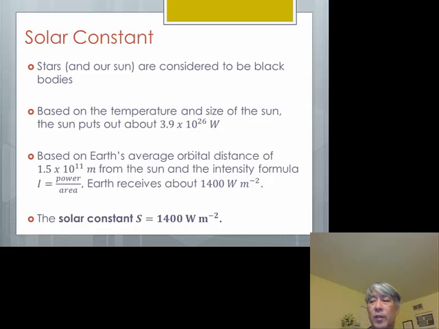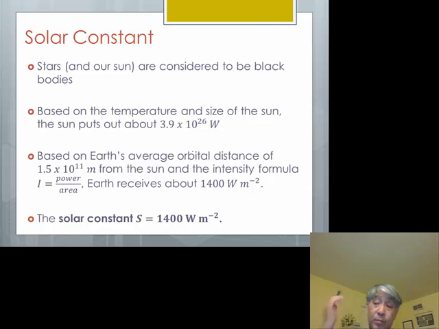Most of that radiation goes out into space, but a little bit of it reaches Earth based on our cross-sectional area of the sphere at the Earth's orbital radius. Our orbital radius is about 1.5 times 10 to the 11th meters. It does vary based on the time of the year. Based on the intensity formula, which is power divided by area, Earth, as we mentioned earlier, receives about 1,400 watts per square meter. That's what we call our solar constant S, because every second of every day, the Earth receives about 1,400 watts per square meter on the sun side.